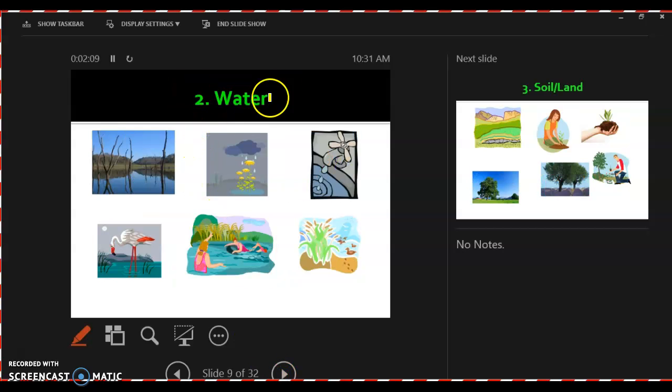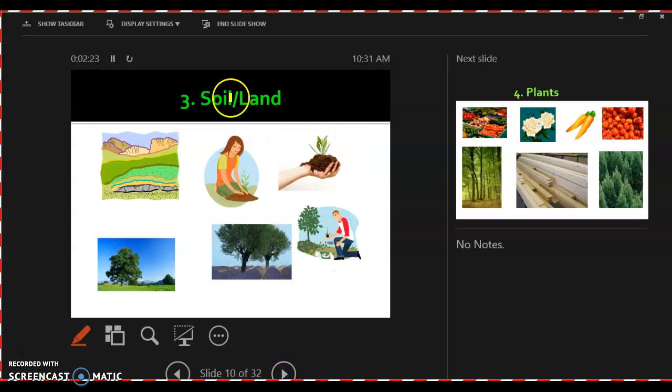Our second one is water. We have lakes and streams, water from our faucet. We get rain, oceans. There is water. We know we can't drink the water from the ocean, but it is there. The third one is soil and land. Think about everywhere soil is. It's outside your front door. It's anywhere. So write down soil and land and some examples.